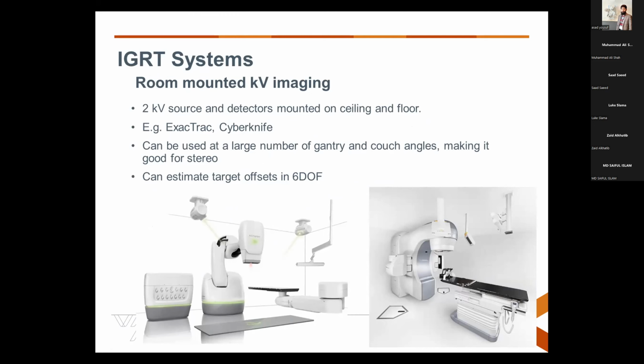These can be used at a large number of gantry and couch angles, whereas with the onboard imager, you are restricted by your couch angles because the TrueBeam will hit the couch if you're trying to do a cone-beam CT at couch 90 or 270. And with this system, because they are orthogonal to each other, you can estimate offsets in 6 degrees of freedom. And especially with the CyberKnife system, you can take images multiple times during the treatment and correct setup as you are treating the patient. And that's what the CyberKnife does.